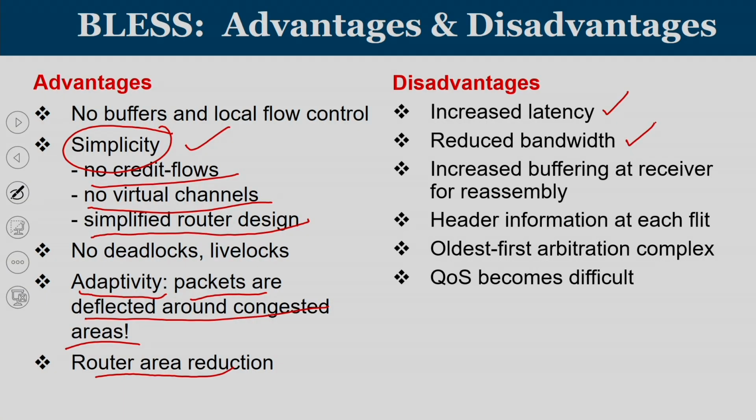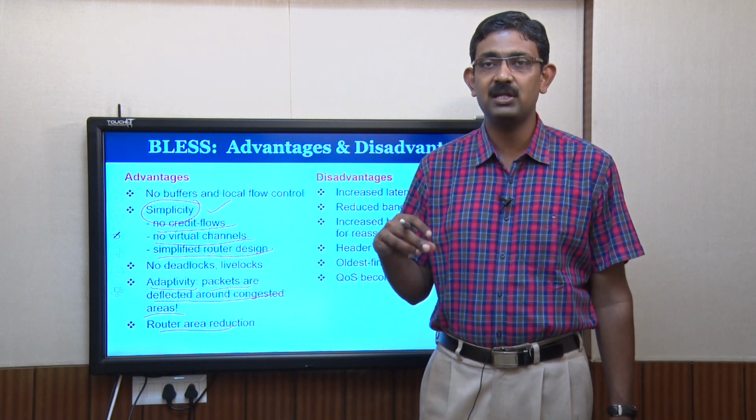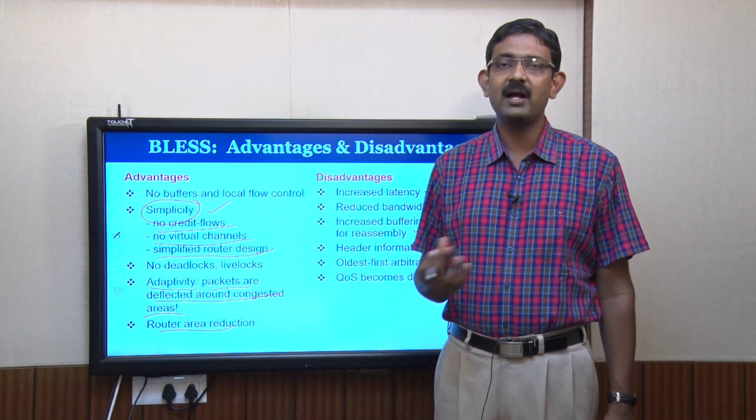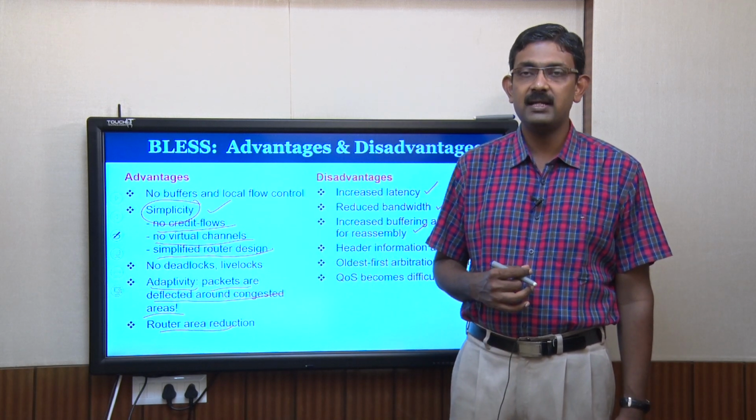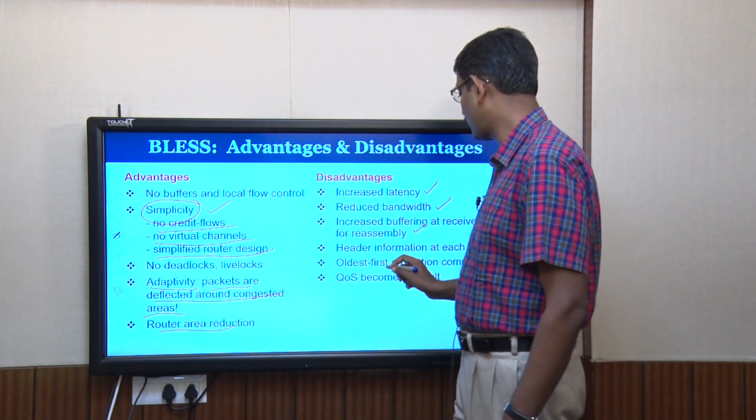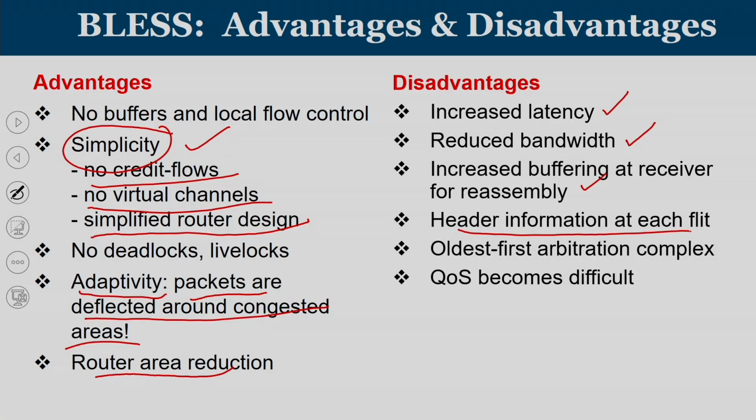And the second one is the reduced bandwidth. Since you don't have buffers, the number of packets that can be accommodated in the network is going to be less. That will reduce the bandwidth. And increased buffering at the receiver for reassembly. Since different flits inside the same packet are independently routed, we need to have some basic routing information available in each of these flits. So the flits are going to reach the receiver out of order. So some kind of reassembly mechanism is needed in the receiver such that I can regroup the packet together. And you have to find out the header information at each flit.